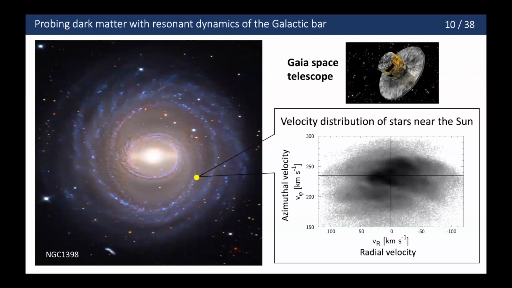Now we plot the distribution of stars near the sun in velocity space. This is what we get. The x-axis is the radial velocity, the y-axis is the azimuthal velocity, and this was observed by the Gaia Space Telescope. You can see that there are a lot of structures here. And our goal is to find if there are any features in this distribution that imply the bar slowdown.